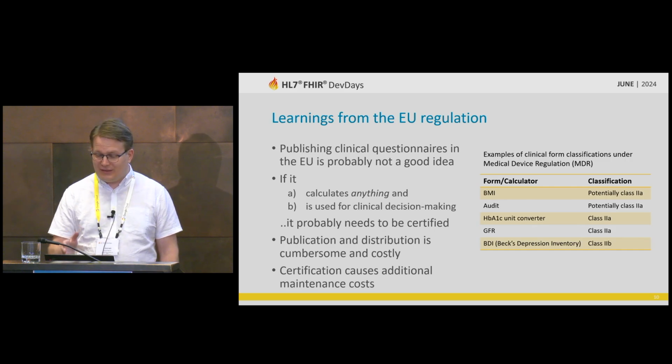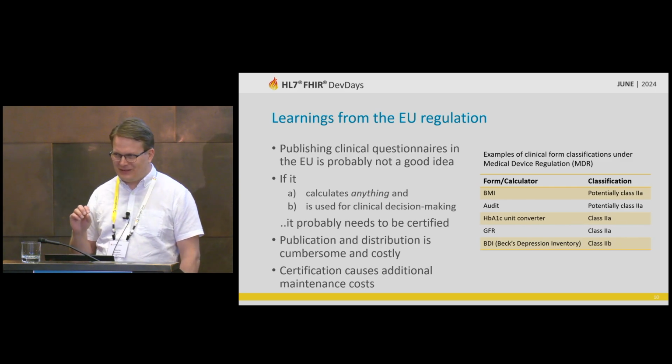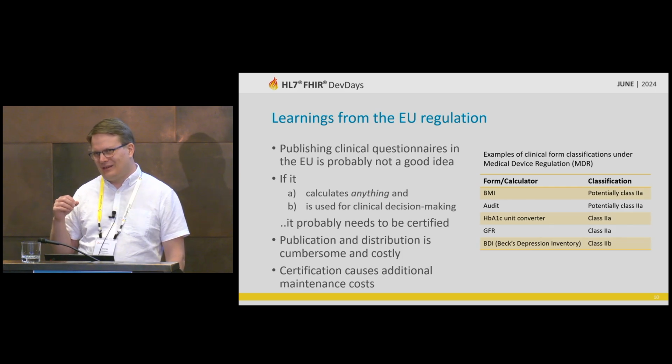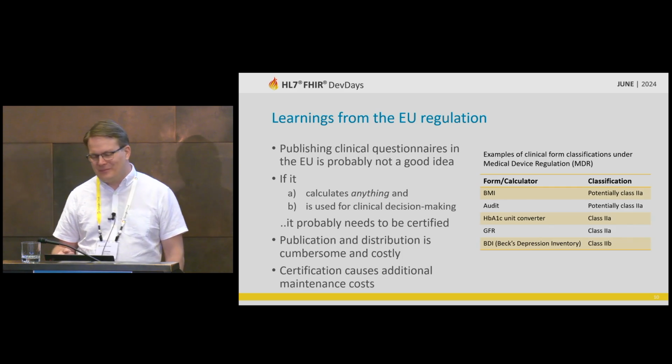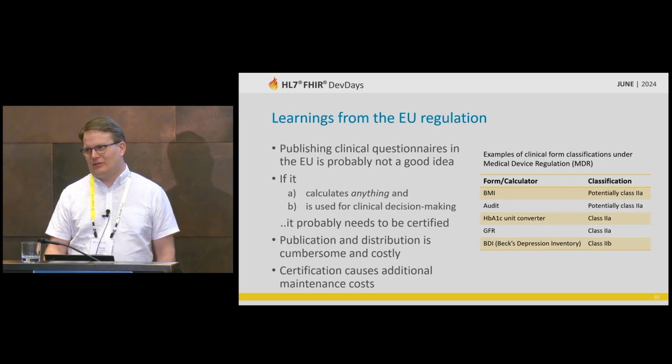Because if it calculates anything, I mean anything, and if it's for clinical decision making, it's probably like a class 2A medical device. So potentially a BMI calculator can be a medical device. That's like a borderline thing, because is it like clinical decision making, or is it like personal well-being? I don't know. But this is a challenge for us. We have a medical device class 2A, so we can do it, but it's still a lot of work.